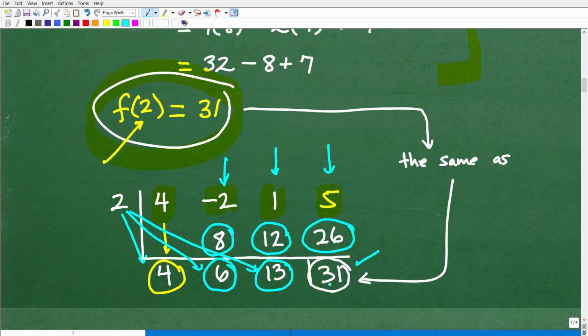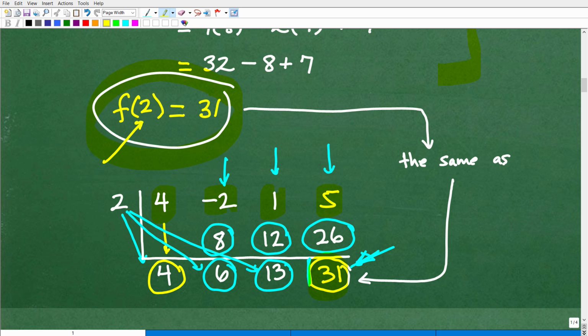And now we basically run out of numbers to work with. Once we finish, we are done. So notice this last number here, you're going to put a little line. This is the remainder of doing this problem.